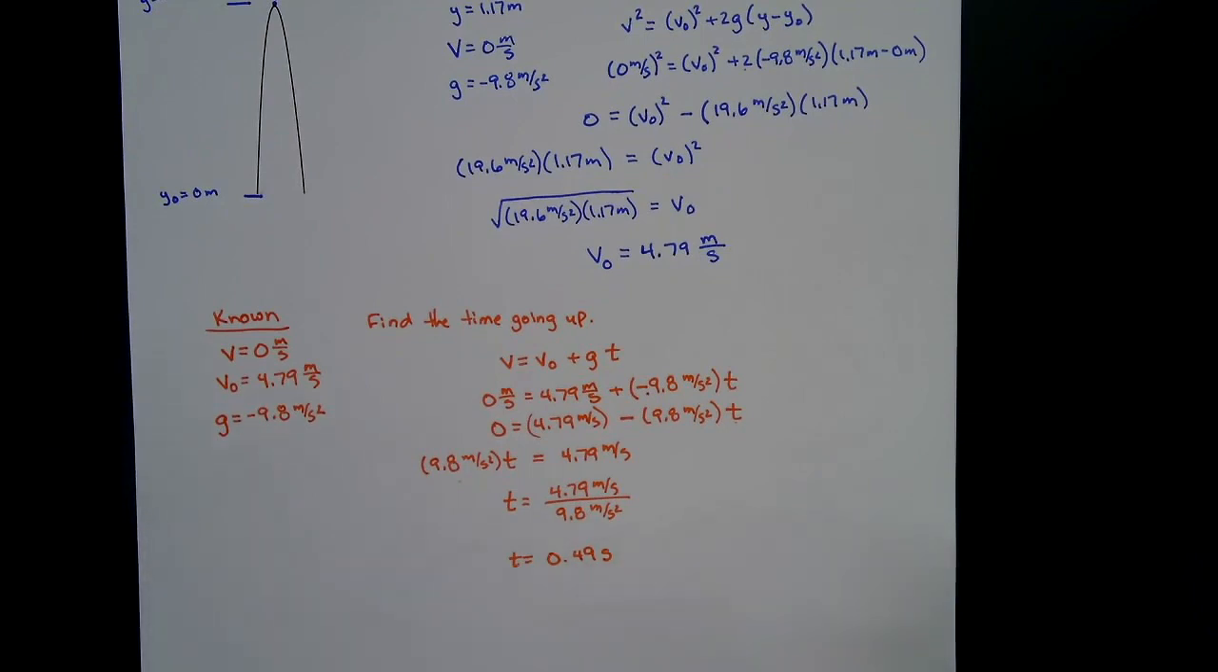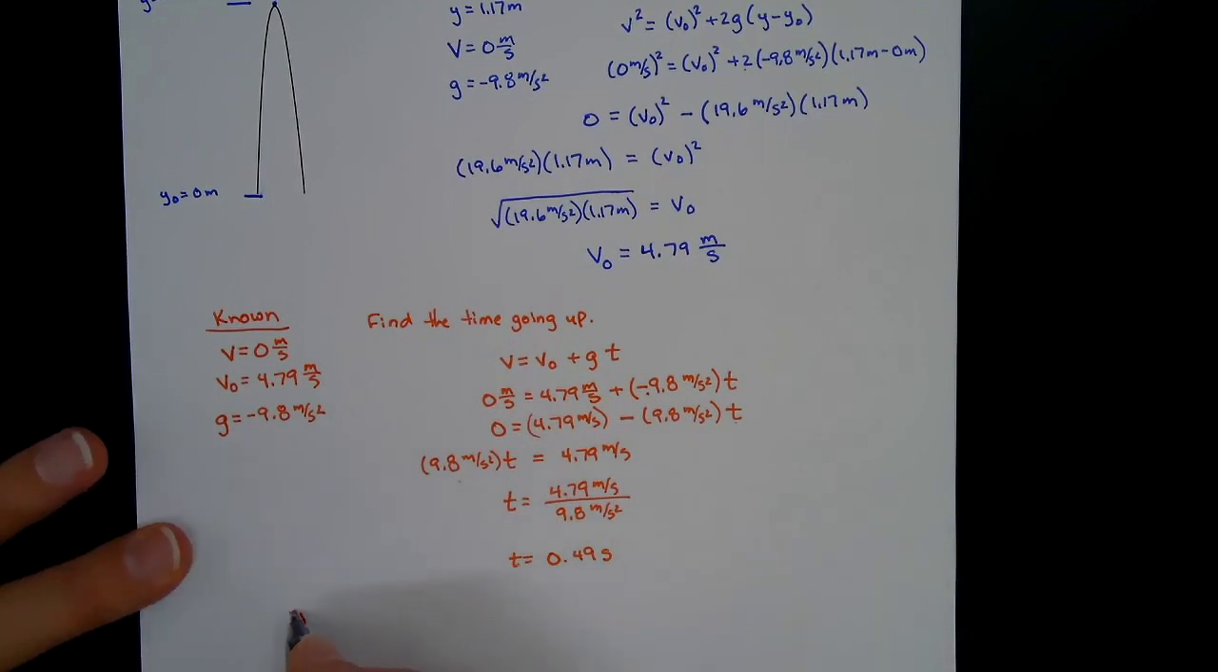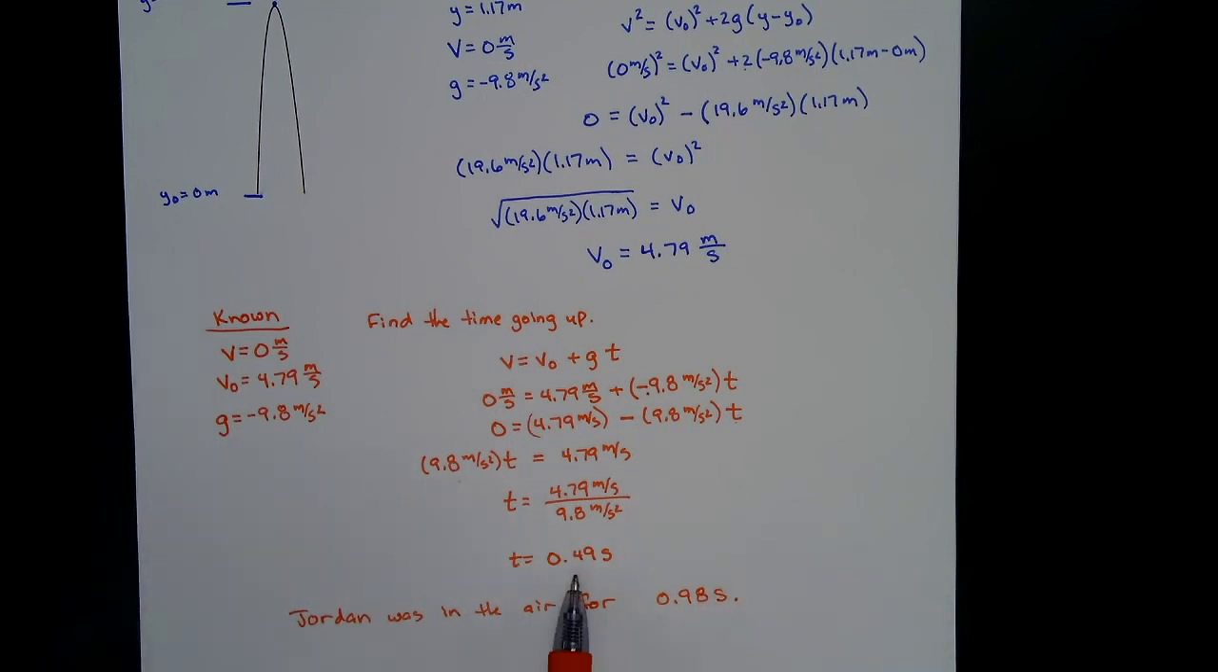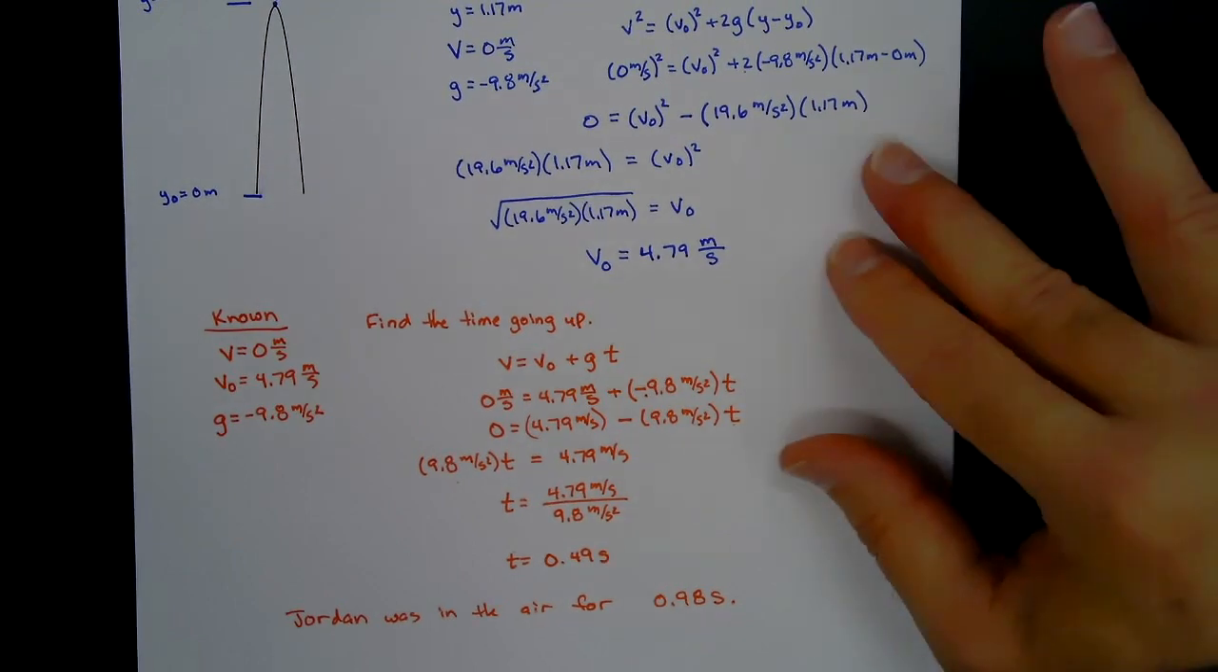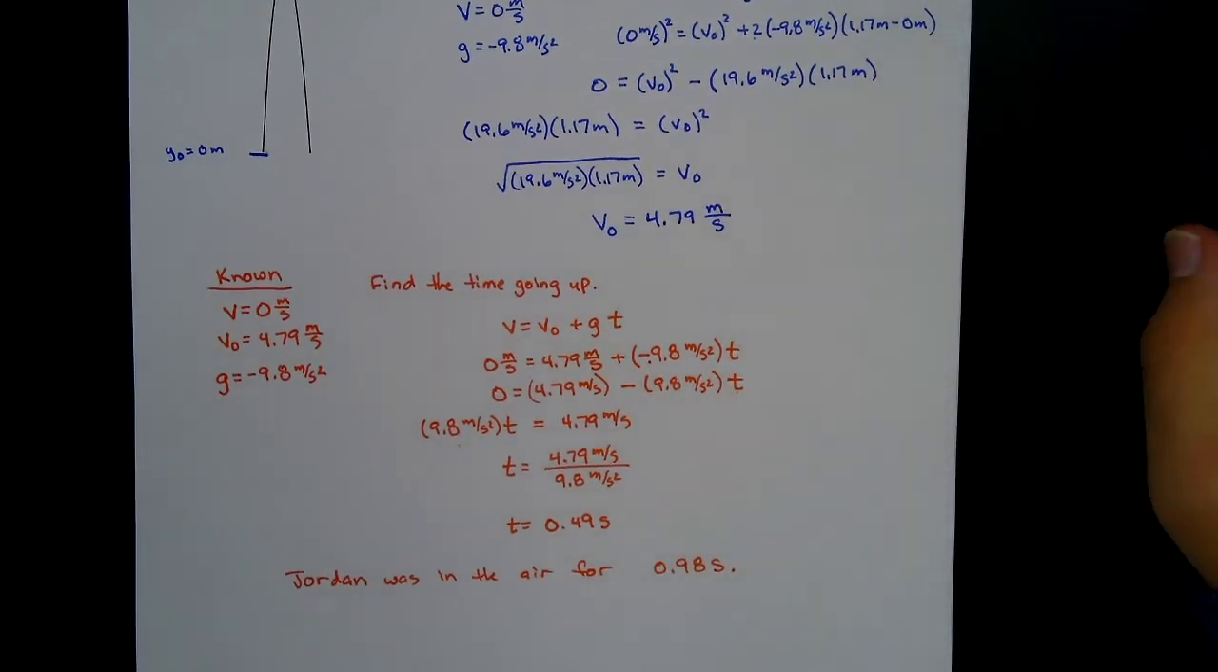So the time Jordan was in the air is double that, because that was just the time going up. So again, Jordan was in the air for 0.98 seconds, because once again, that's the time going up. So I need to double it to get how long he was in the air. All right, that's it, guys, for this problem. Let me slide that up. Jordan was in the air for 0.98 seconds. Sorry you couldn't read that. All right, let's go to the next problem.